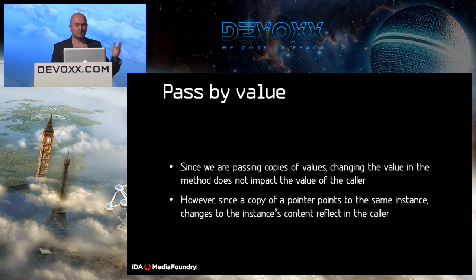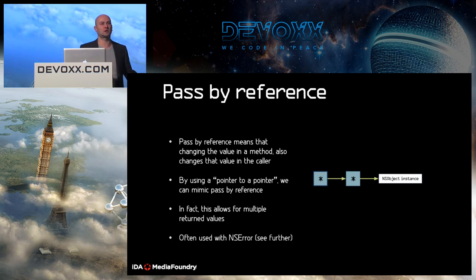So again, this is passing in copies. You can manipulate the copy of the pointer, and that's important. Not the copy of the instance, but the copy of the pointer is passed in. So if I change something in my method on the instance itself, it will reflect in the caller. Yeah? So how do we avoid this?